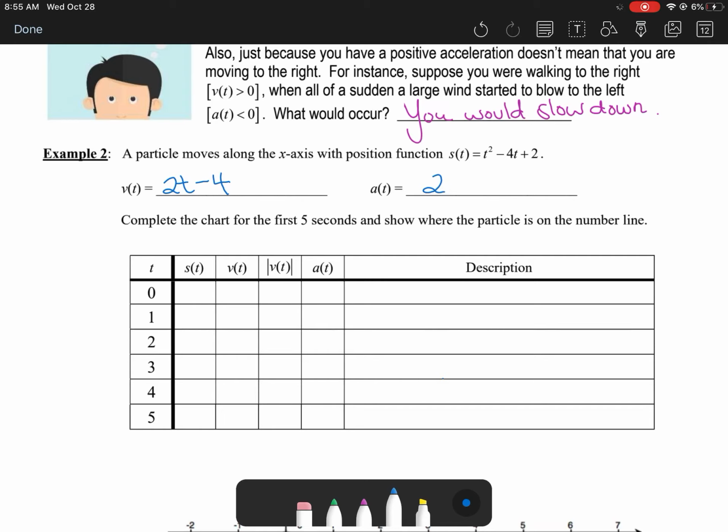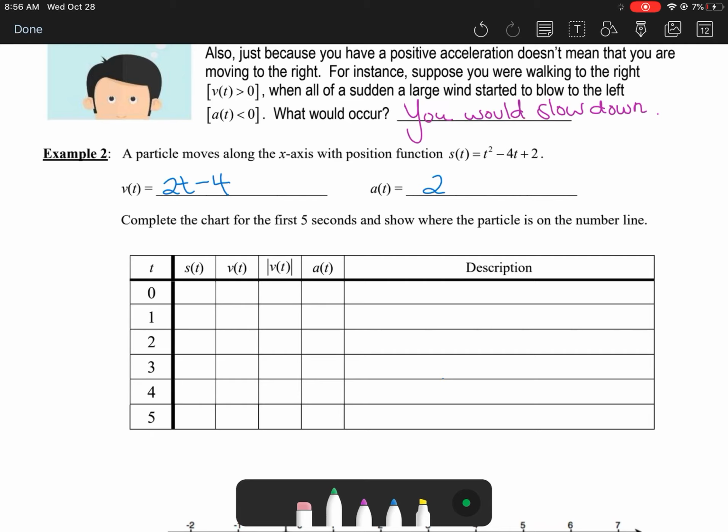Now, what I want you to do is fill in the chart for the first 5 seconds and show where the particle is on the number line. If you have your calculator on you, this is a really great time to use it. I wish I had a calculator on my iPad so I could show you some tricks, but if you were not in class, I will show you next time you're in class. You can plug it in and get every value, but that takes a while to plug and chug all those numbers with 3 different equations.